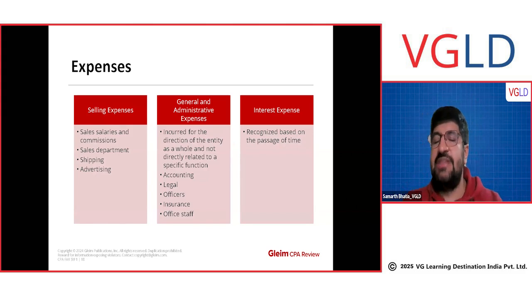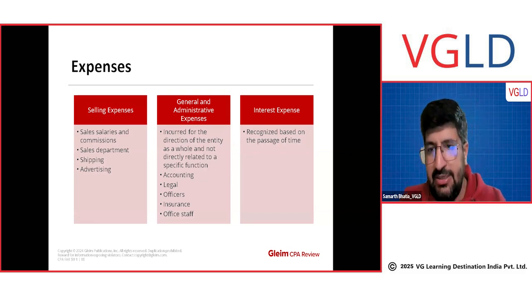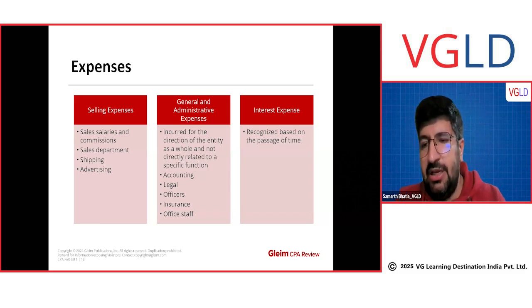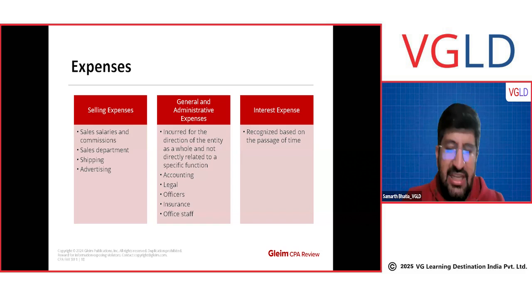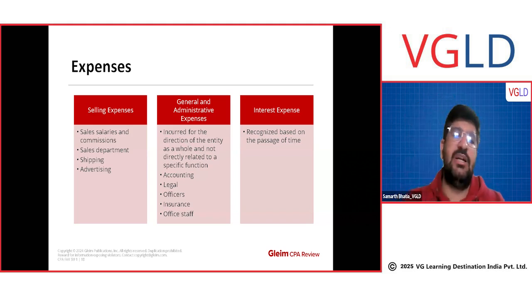These are incurred in the selling or marketing. In the case of selling or marketing, whatever expenses we incur are the selling expenses. Like we are giving sales representatives salaries, commission, and traveling expenses, any sales department salaries, any sales department rent, depreciation, any shipping expenses, any advertising expenses. These all will come under the selling expenses.